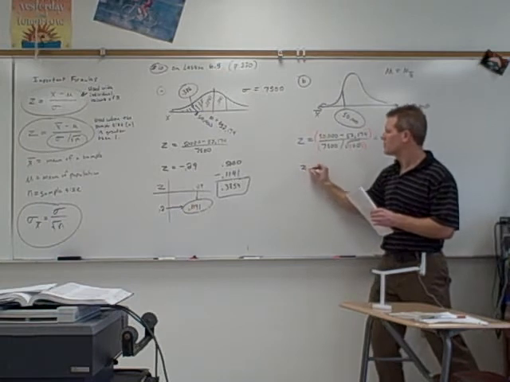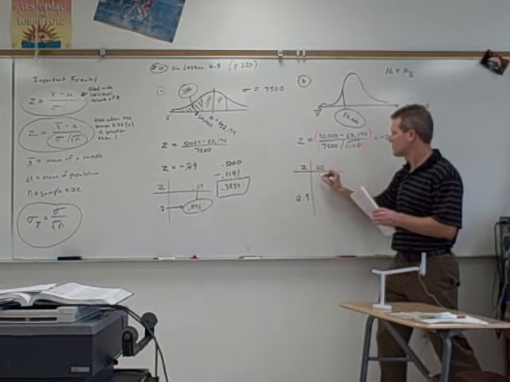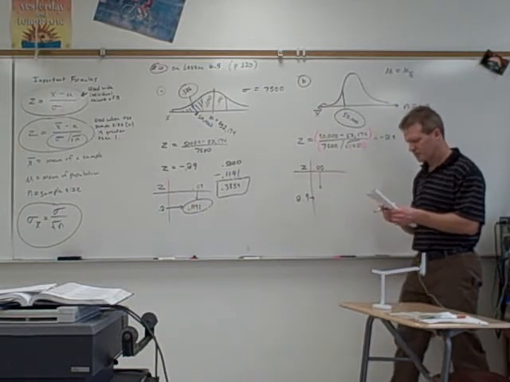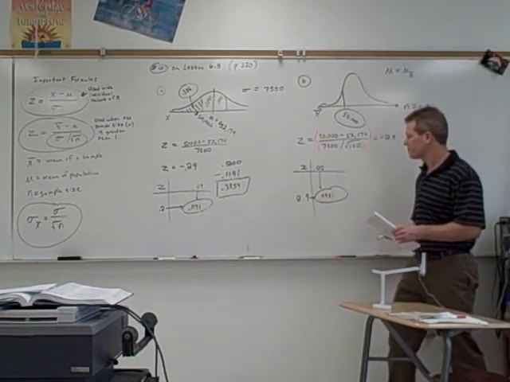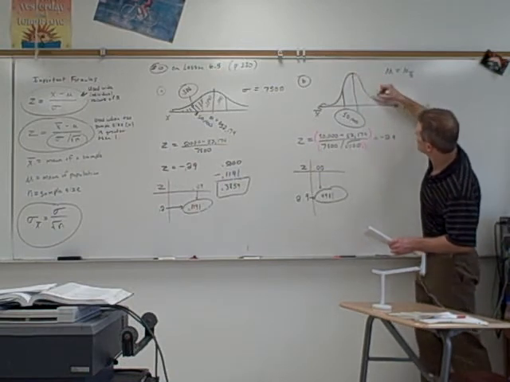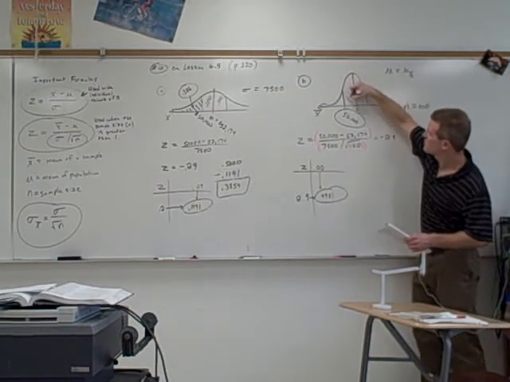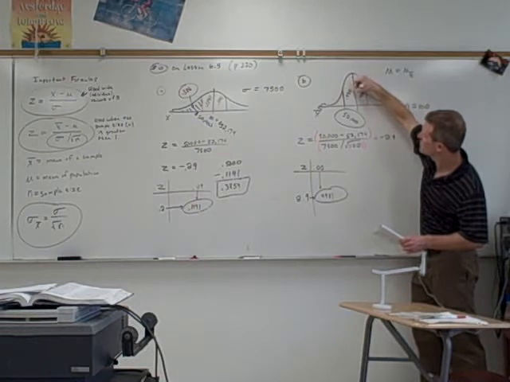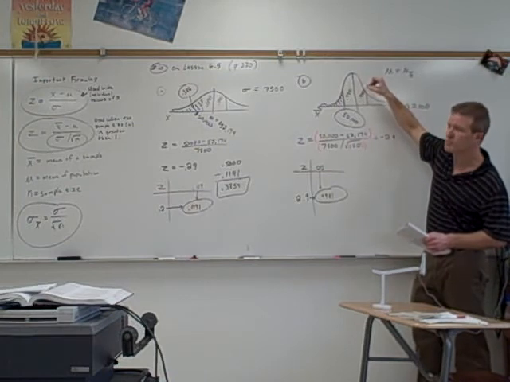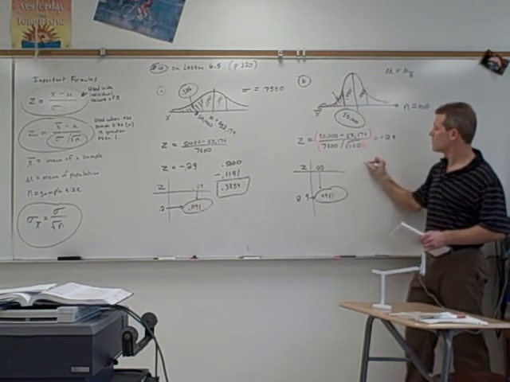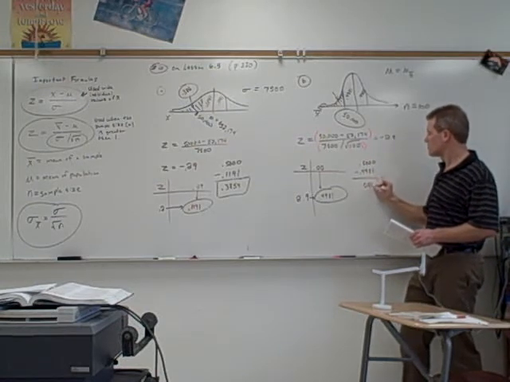So now I go ahead and look that up. Look up 2.9 and 0.0 up here. Come over, come down. What does that give you for an area? 0.4981. So that tells me that this area in here is 0.4981, which means the area to the left of the mean would also be 0.4981. And I'm trying to find the area less than $50,000, so I would subtract from 0.5 to get this answer here. So I do 0.5000 minus 0.4981, 0.0019.